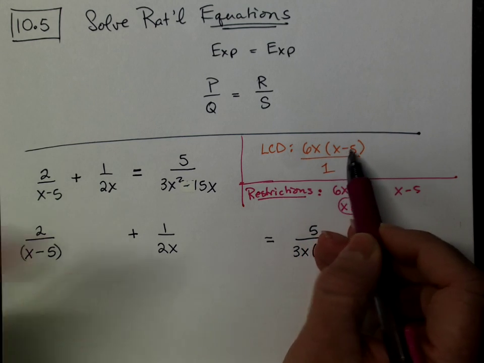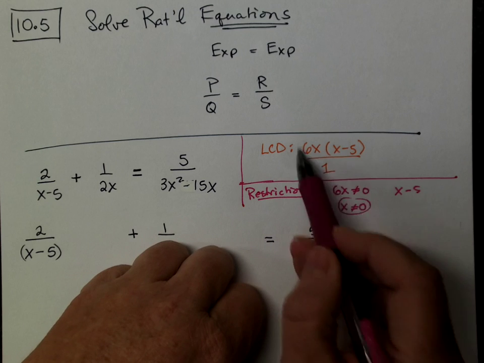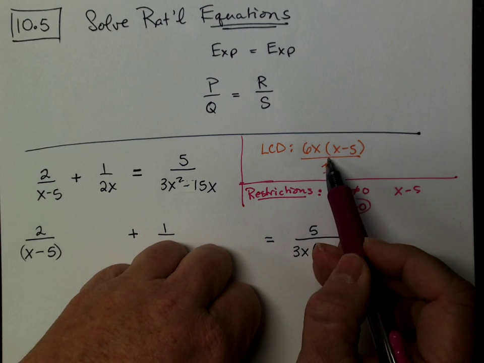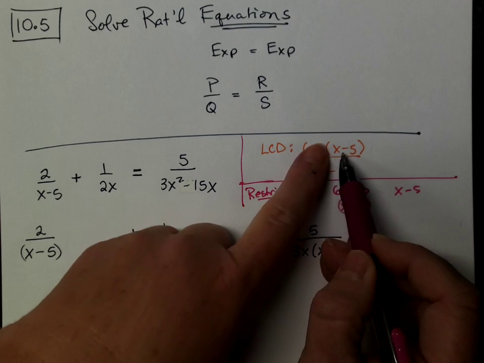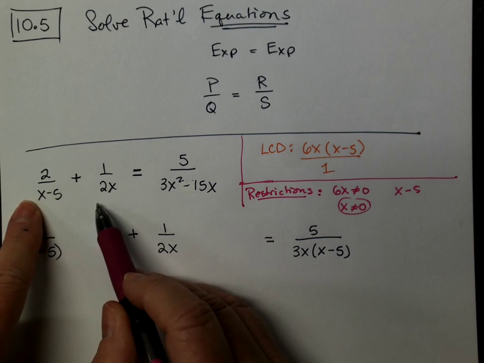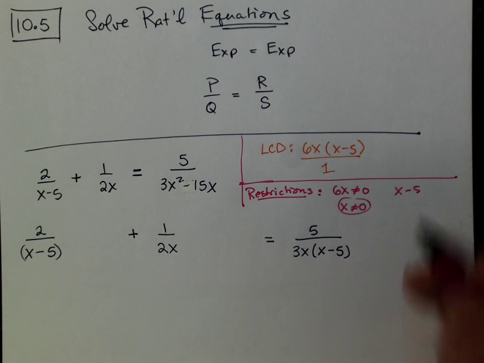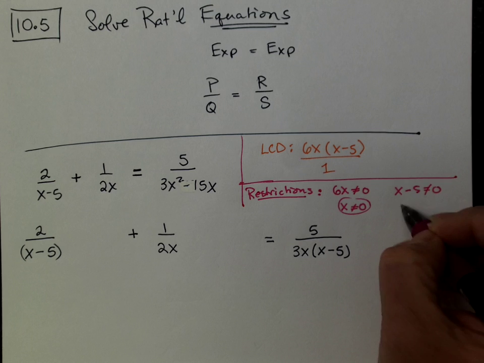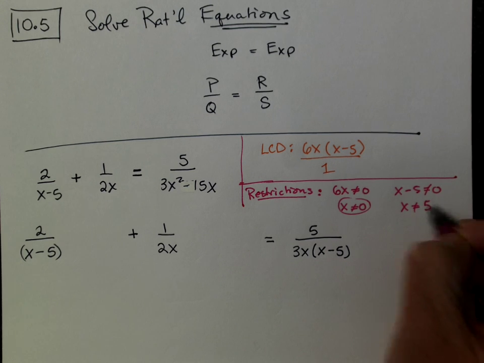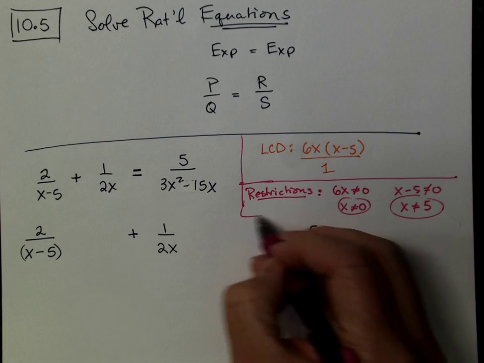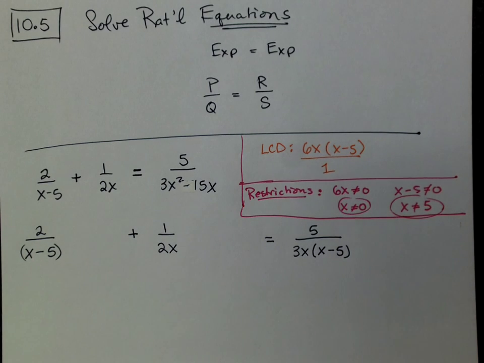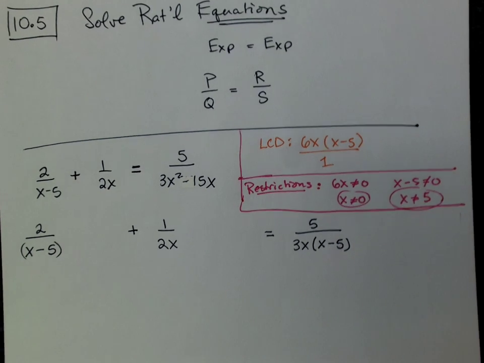This is the zero factor property. If this is 0 or that is 0, then the whole thing is 0. And if anything makes this 0, then it would make at least one of these 0, and so it would be bad. And so x minus 5 cannot be equal to 0, so x cannot be equal to 5. Those are our 2 restrictions. So we just set those aside, and we'll check back at the end to make sure our solutions are good.